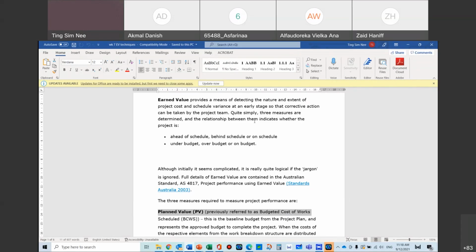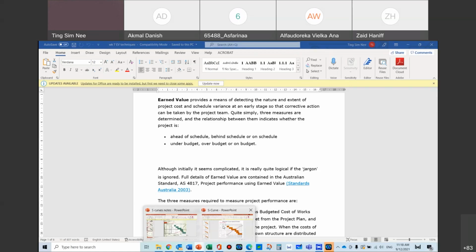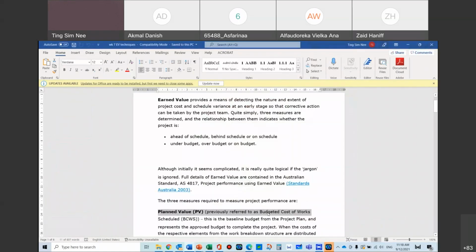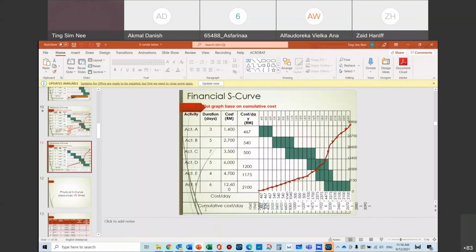And the first thing in EV technique is you need that S curve. You need that plan value. You need the value from here. This is the curve that you need. They call this plan value, PV. PV means budgeted cost of work schedule. Can you see why we call it budgeted cost? These are your budget. Schedule.